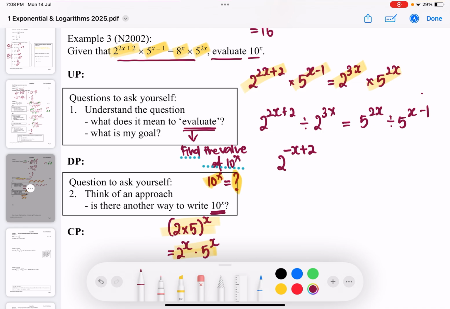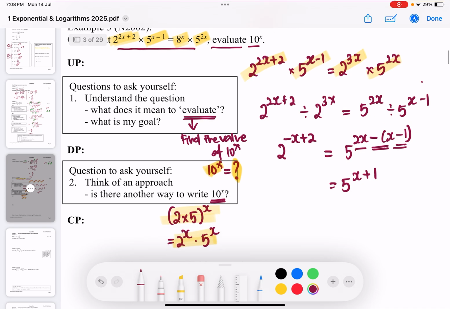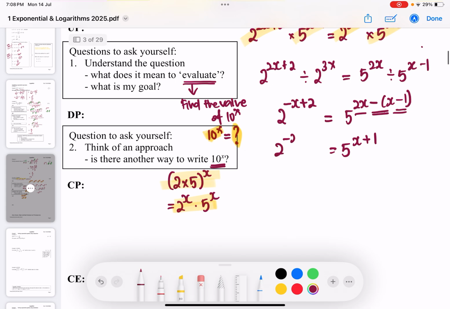If I divide, the powers are subtracted. So that's how I end up with negative x plus 2 here. Similarly here, I subtract the powers. But just be careful here, we are subtracting x minus 1. Which means it becomes minus x, 2x minus x, and then plus 1. So you end up with x plus 1. Okay, so now we have ended up with this. It looks a little neater. Everything is now with either base 2 or base 5.